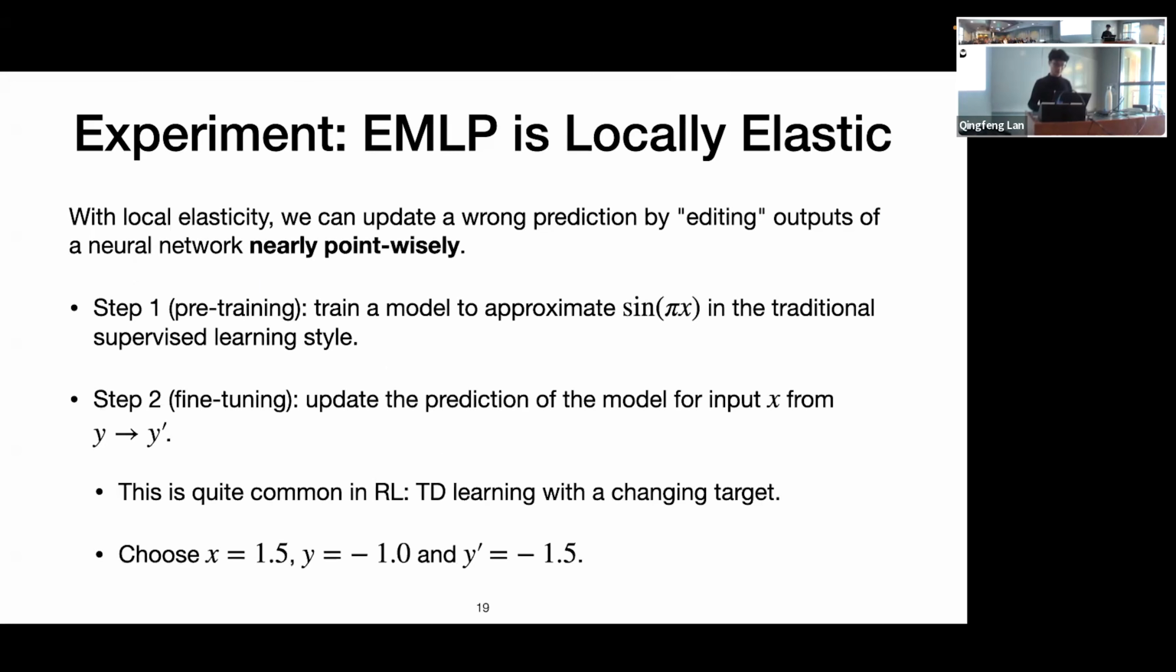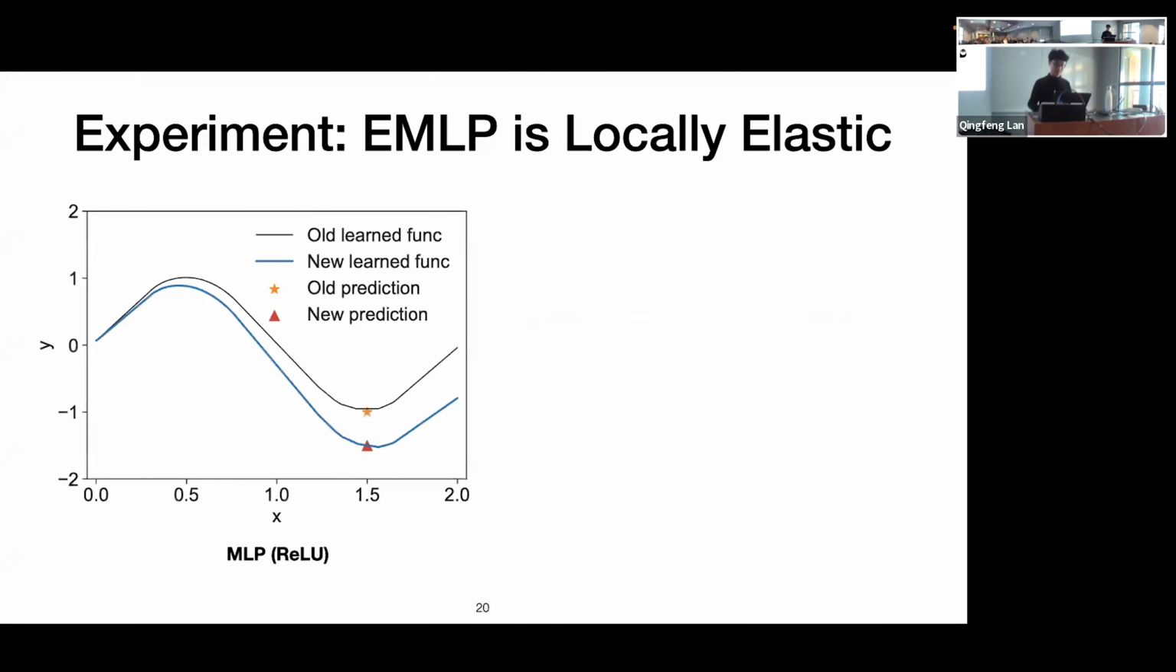So we have this setting, and to be specific, we choose X to be 1.5, choose Y as -1, and the new target is -1.5. Now let's take a look at what really happened during this fine-tuning step. Here the black curve shows the old learned function, which is the learned function after step 1. And the new learned function is plotted in the blue curve. We want to update the old prediction towards the new prediction. As you can see, we indeed can successfully correct the prediction from the old one to the new one.